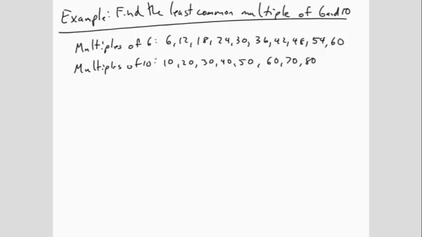If we look at these two lists, we can see that the numbers 30 and 60 both appear on them. This means that 30 and 60 are both common multiples. But this problem is asking us to find the least common multiple. This means that we want to pick the smallest of these two, which is 30.